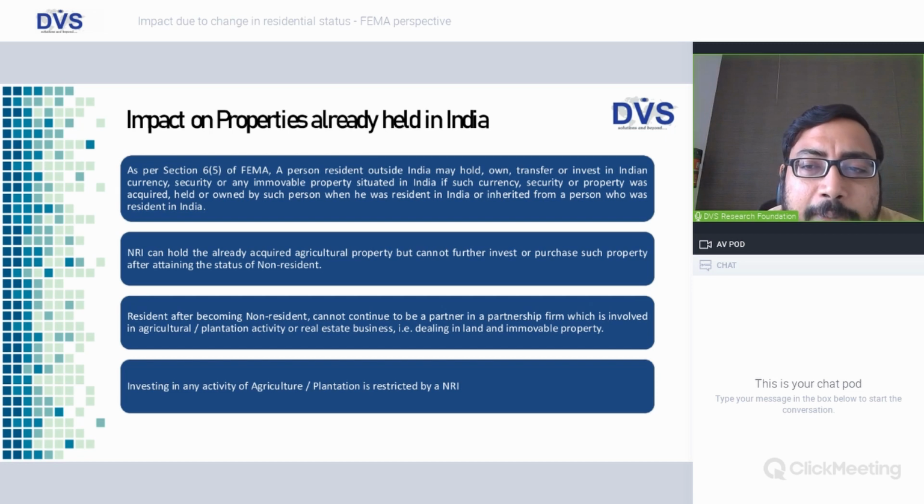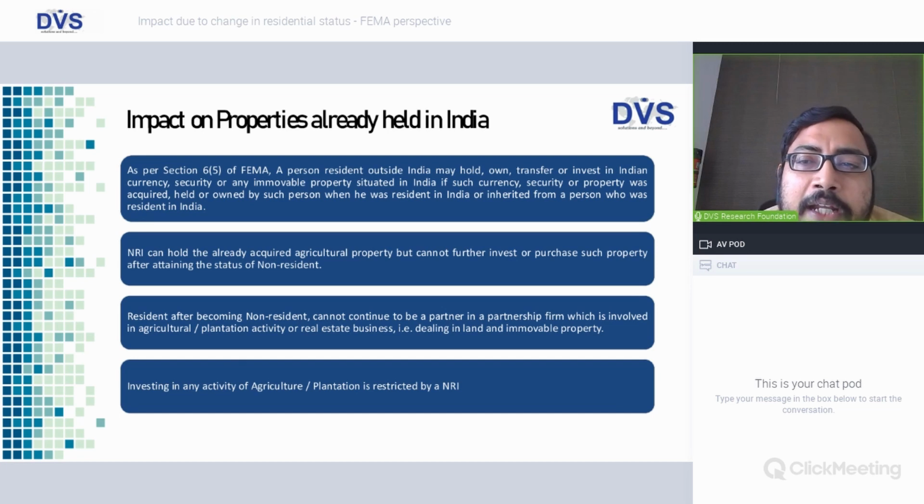And then the non-resident individual is not supposed to invest in any agricultural land or a real estate business. So whatever has already been inherited or purchased by him when he was a resident, he can continue to hold it. But no fresh investments are allowed to be made in agricultural properties as well as in real estate business. These are the two important restrictions.